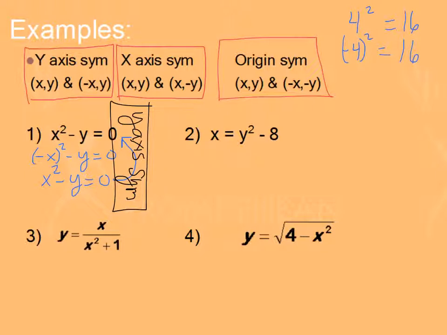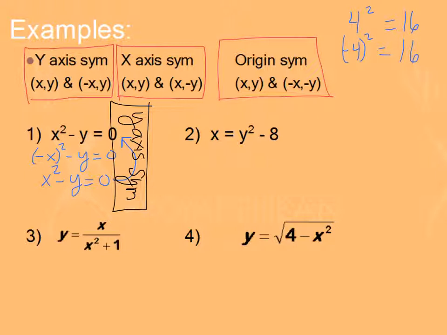Okay, let's go to number 2. All right, on this one, it looks like the y is being squared. So I go back up to the top and ask which one it looks like doesn't matter whether the y is positive or negative, and that would be x-axis symmetry. If I change the y to a negative, the x's still stay the same.